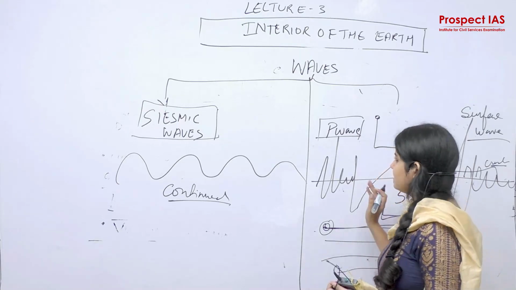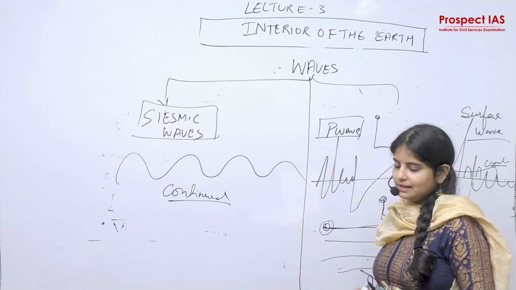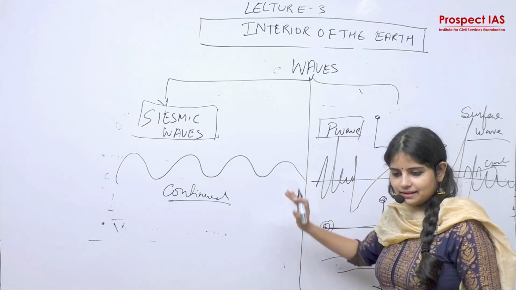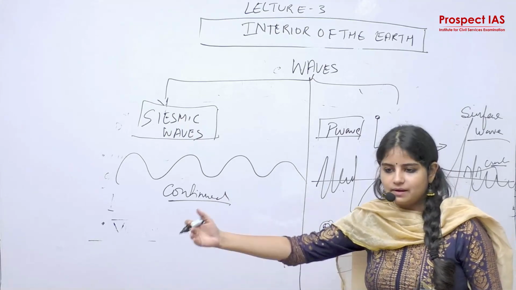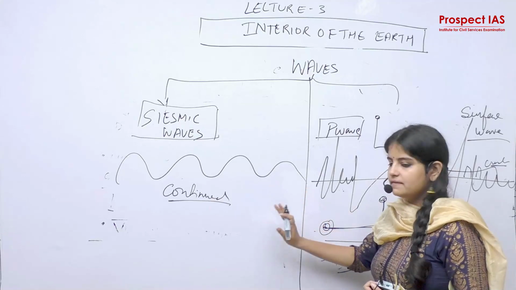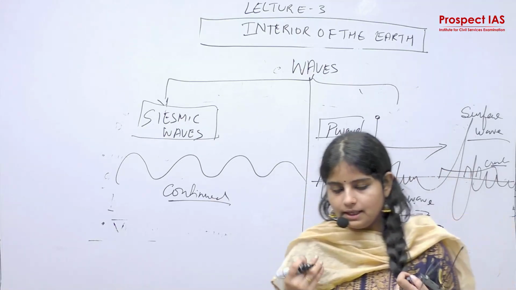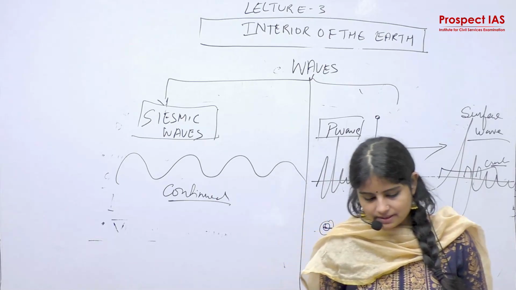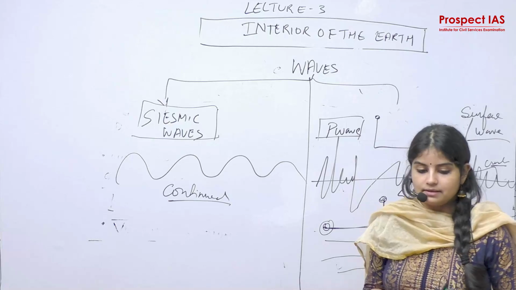So why are we studying this for the interior of the earth? It tells us that the interior of the earth contains different types of matter, solid, liquid and gaseous state. The travel of waves makes us understand that it is not only composed of solid. It has liquid as well, it has gaseous state as well. So these waves help us build our general understanding.